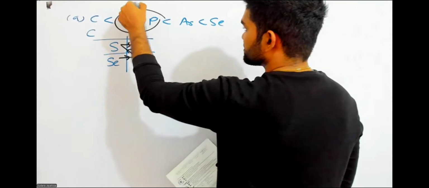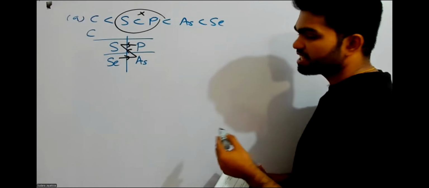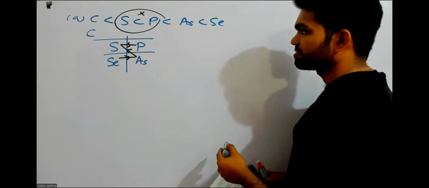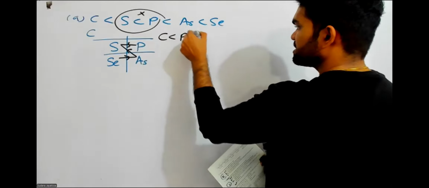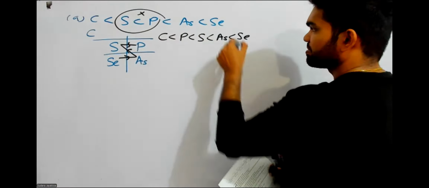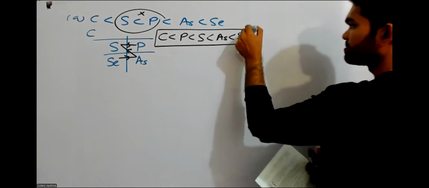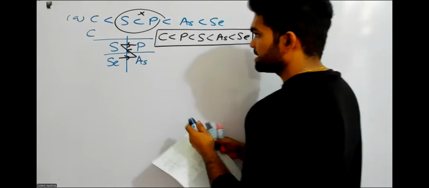Here it is wrong. Phosphorus is smaller than sulfur. The correct order is carbon, phosphorus, sulfur, arsenic, and selenium. This is the correct order. Then look at the B statement.